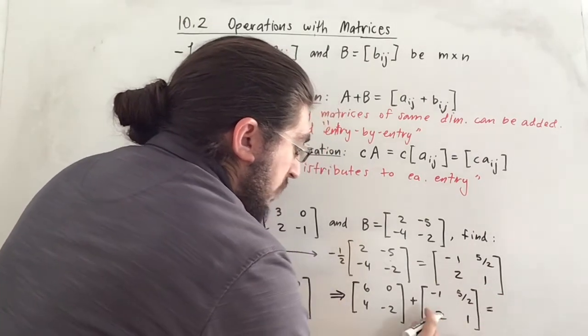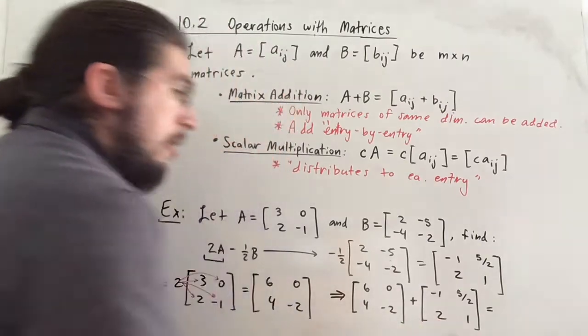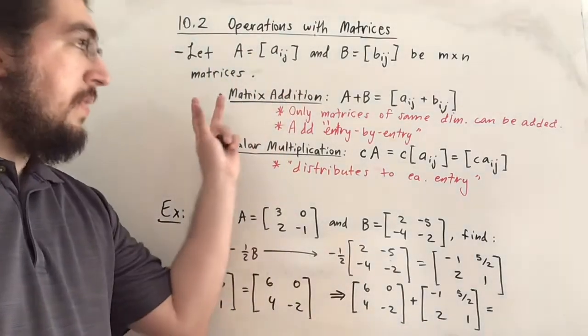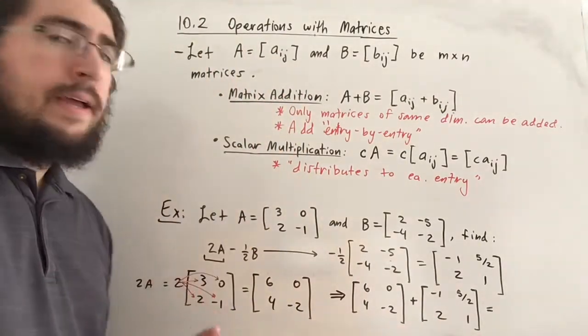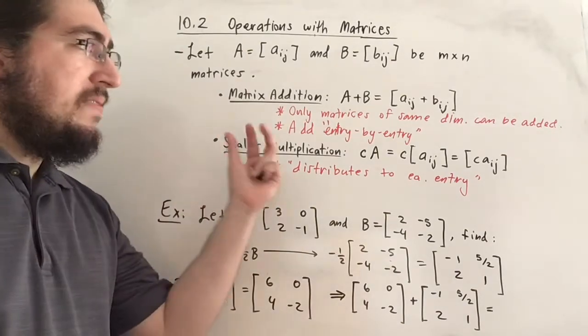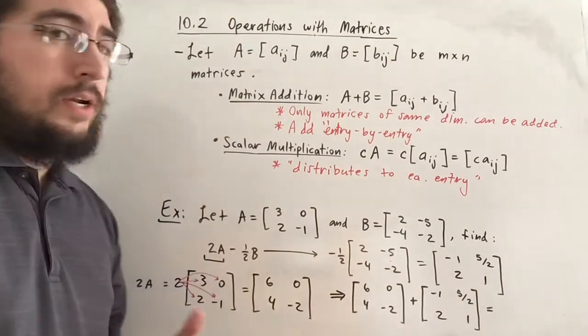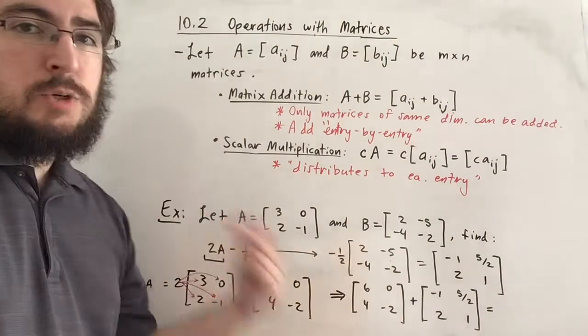So far all we've done is scalar multiplication. Now we have to use matrix addition. And again, the thing to keep in mind is that they have to have the same dimensions. They're both 2 by 2, so we're good. And we add entry by entry.